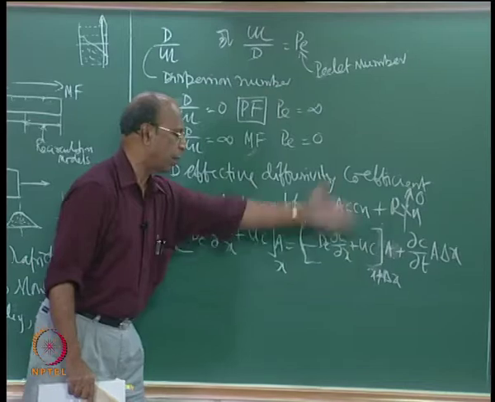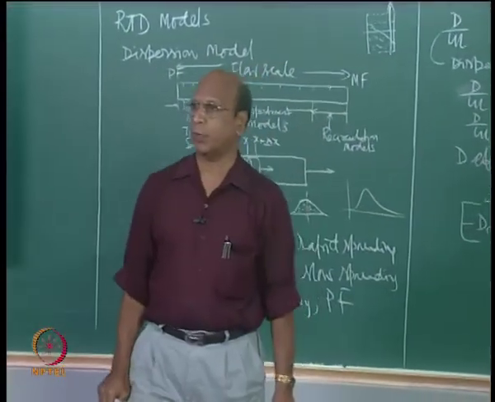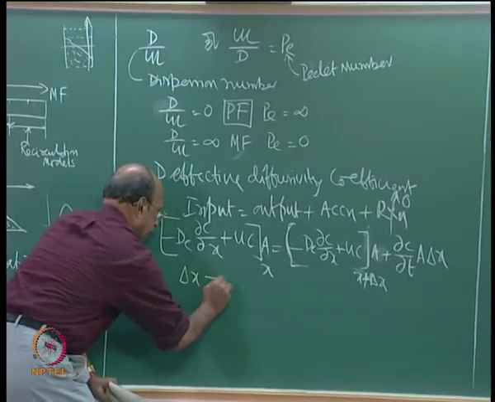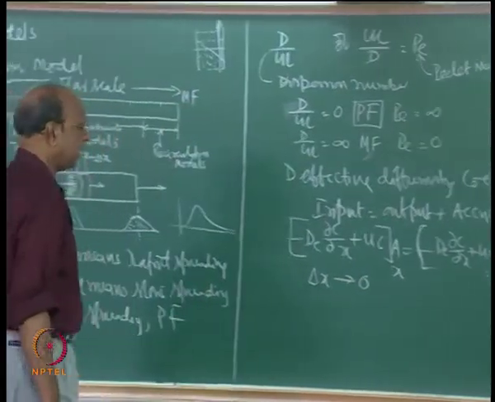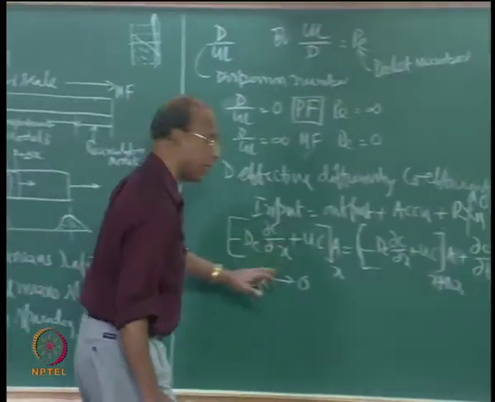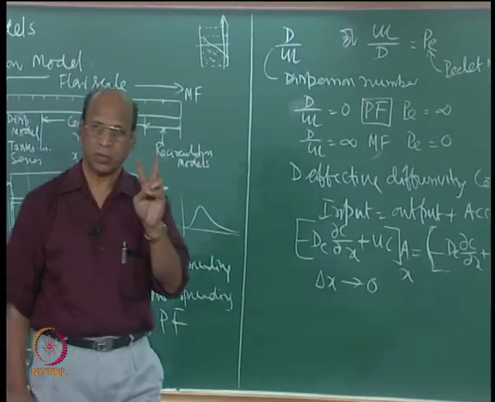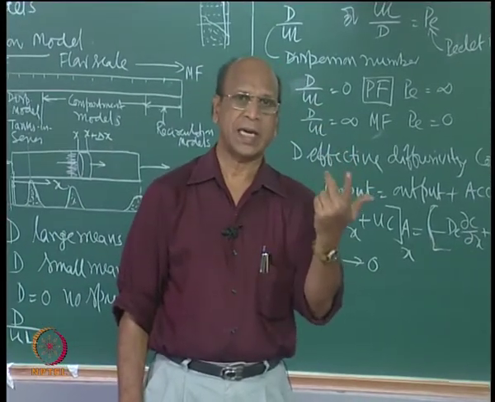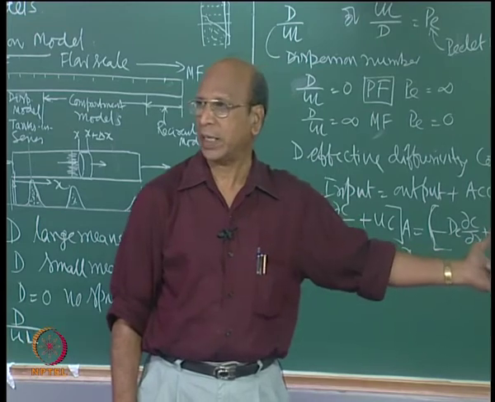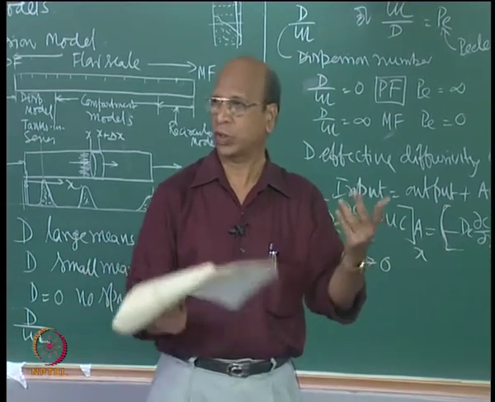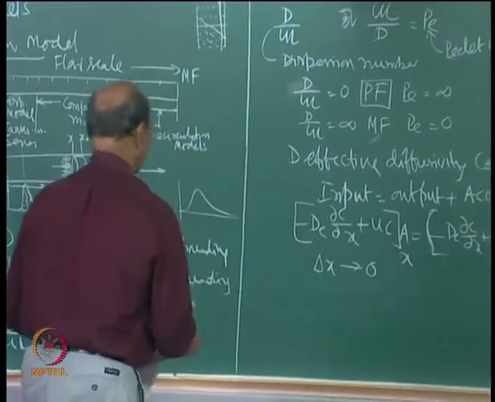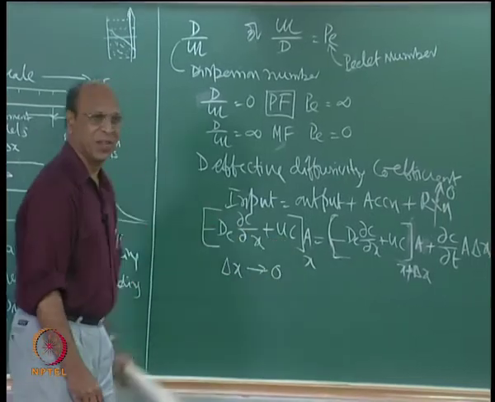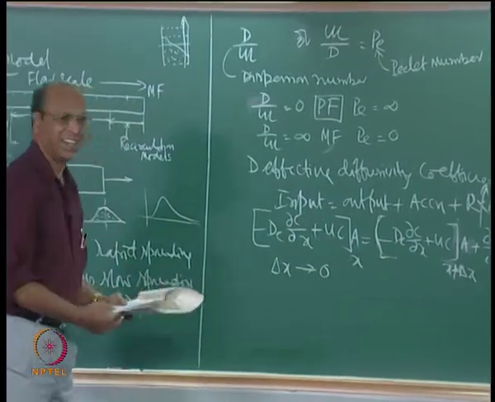Then we can write the balance and find out the ideal plug flow case, when I take delta X tending to 0. Also, I have written dou C because concentration variation is a function of two variables, distance and time. That is why the partial derivative has come there. Otherwise, sometimes without knowing, we write sometimes dou C, sometimes d C.